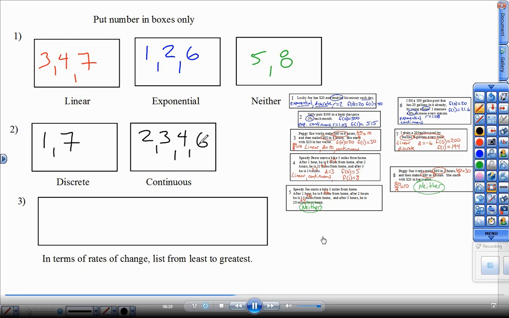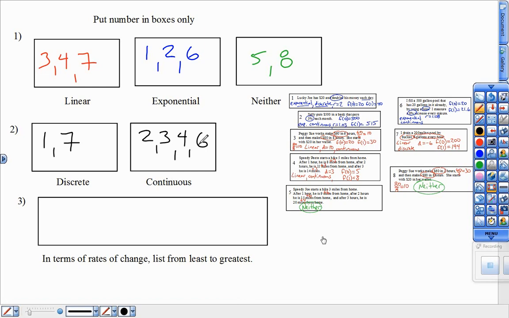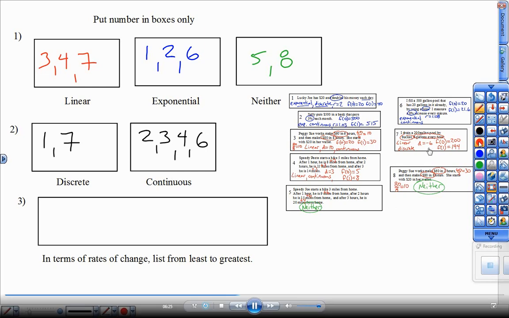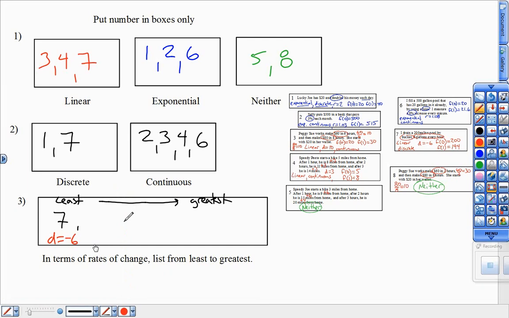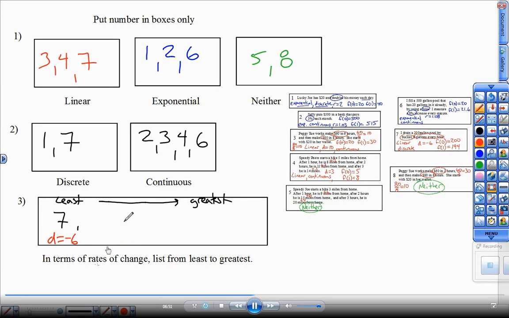In terms of rates of change from least to greatest, we're going to put this D of -6 as the very lowest. Any negative rate of change, we'll consider the lowest rate of change compared to those positive rates of change. So this is going down. So 7 is the least with a D of -6. From least to greatest, the next D value would be D equals 3, which is number 4.